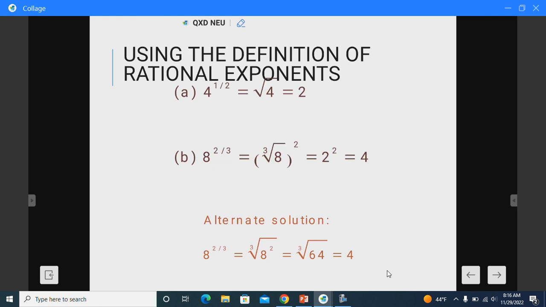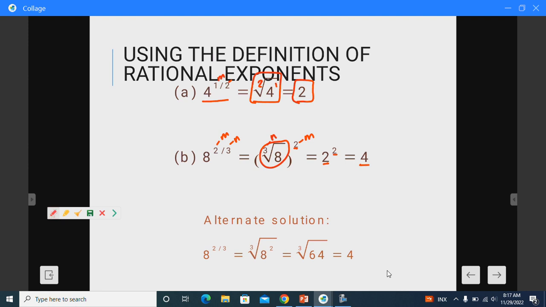Say, for example, example A, 4 to the power of 1/2 is the square root of 4. How come? Because our n is 2. So the square root of 4 is equal to 2. How about here? Our 2 is m and our 3 is n. So you have the cube root of 8, which is 2, and to the power of 2, that becomes 2 times 2, which is 4.